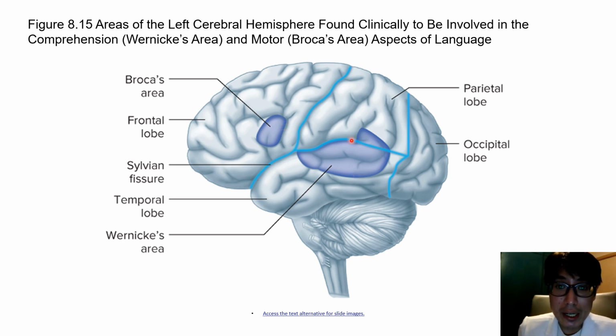In contrast, if this part of the temporal lobe, which is Wernicke's area, is damaged, this can lead to Wernicke's aphasia, wherein the patient can express, can vocalize, can write language, but he or she is unable to understand or comprehend it.